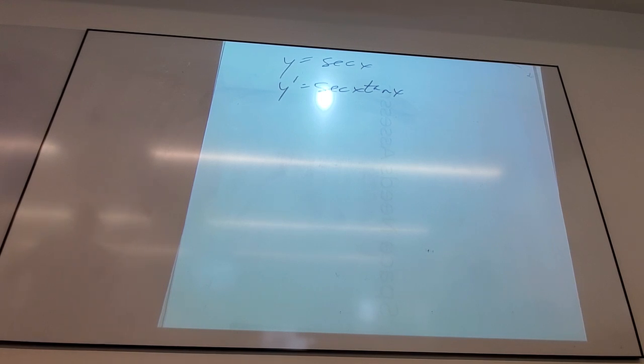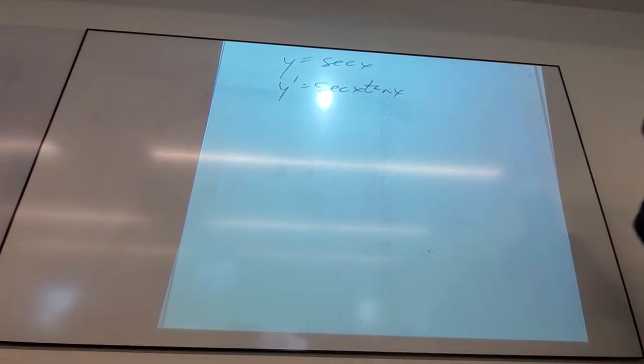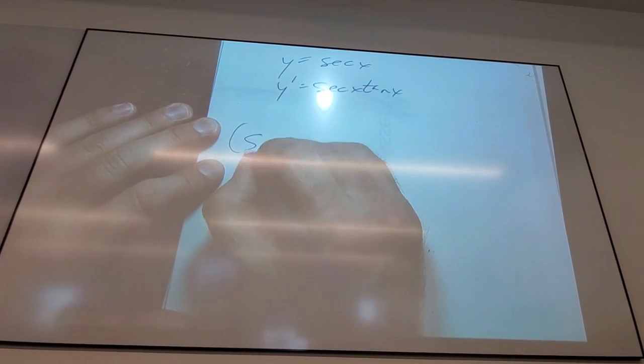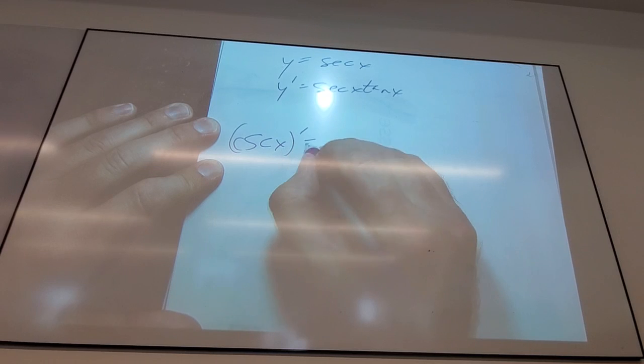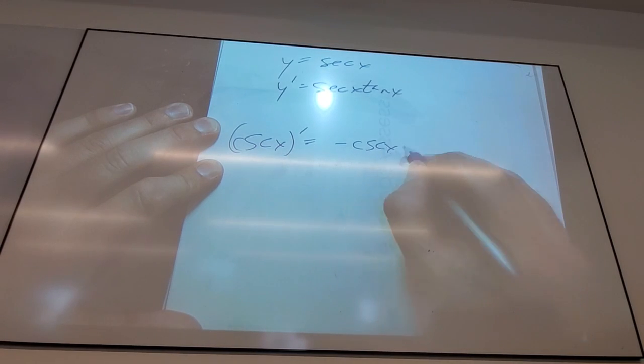So who's got a guess as to what the derivative of cosecant is? Negative cosecant cotangent. Cotangent, kick ass. So to memorize the trig derivatives, you only have to memorize 3 of them because the other 3 are the co versions with negatives. Does that make sense? You can cut your memorization in half. So the derivative of cosecant is negative cosecant cotangent.